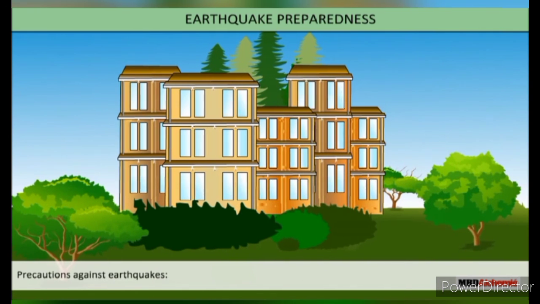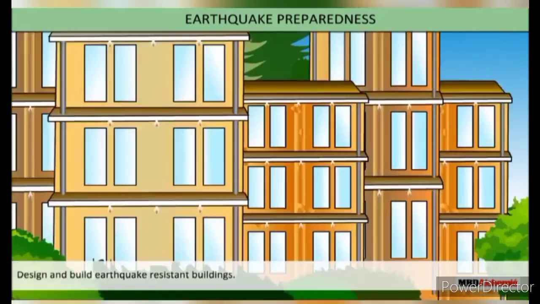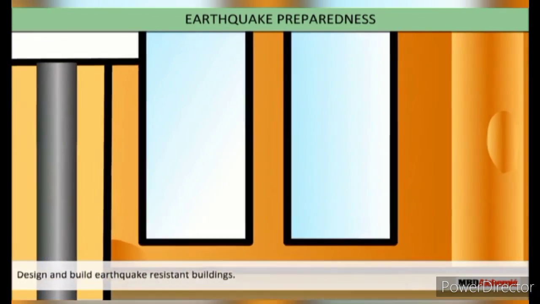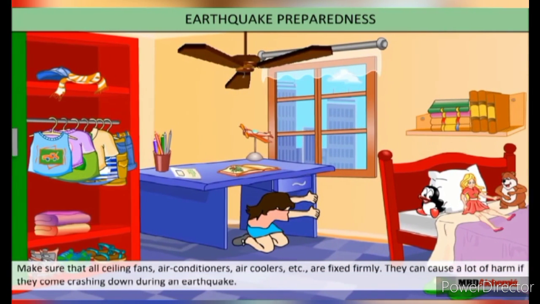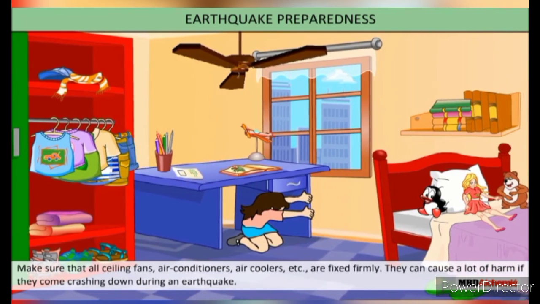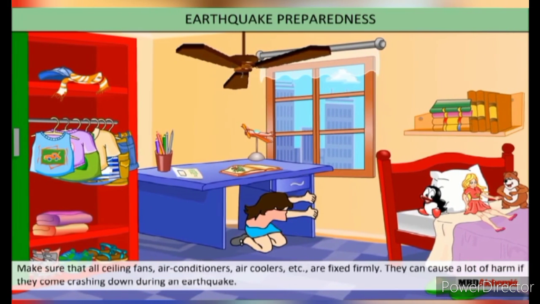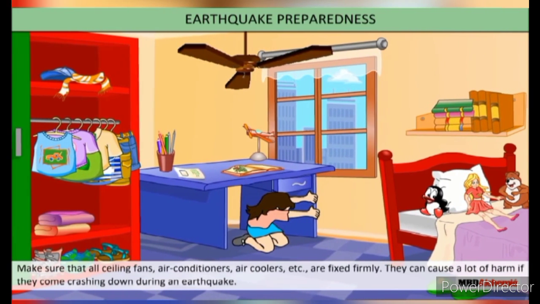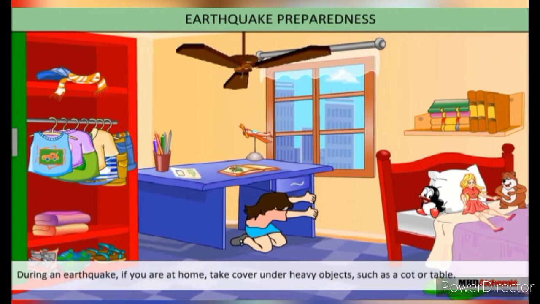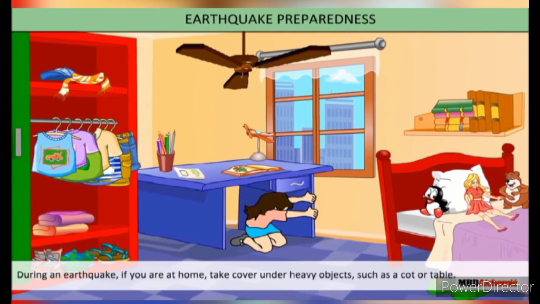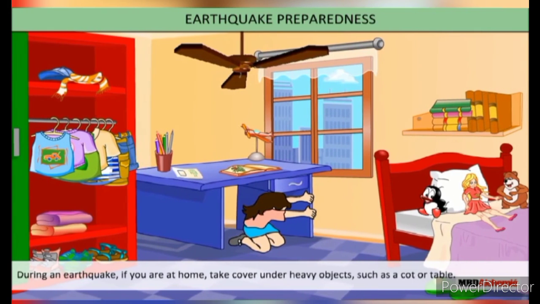The precautions we must take against earthquakes are: design and build earthquake-resistant buildings. Make sure that all ceiling fans, air conditioners, air coolers, etc. are fixed firmly. They can cause a lot of harm if they come crashing down during an earthquake. During an earthquake, if you are at home, take cover under a heavy object like a cot or a table.